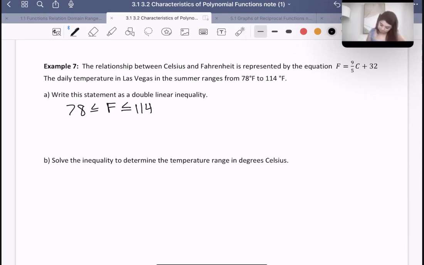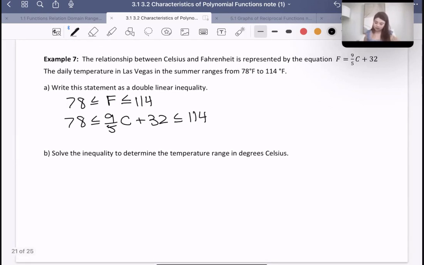And then we're going to swap F for the equation, which is going to be 9 over 5 C plus 32, with C being the degrees Celsius. And then it says solve the inequality to determine the temperature range in degrees Celsius. Okay, so first thing I'm going to do is subtract 32 from all sides. So what's 78 minus 32? That's going to be 46. And then what's 114 minus 32? That's going to be 82.